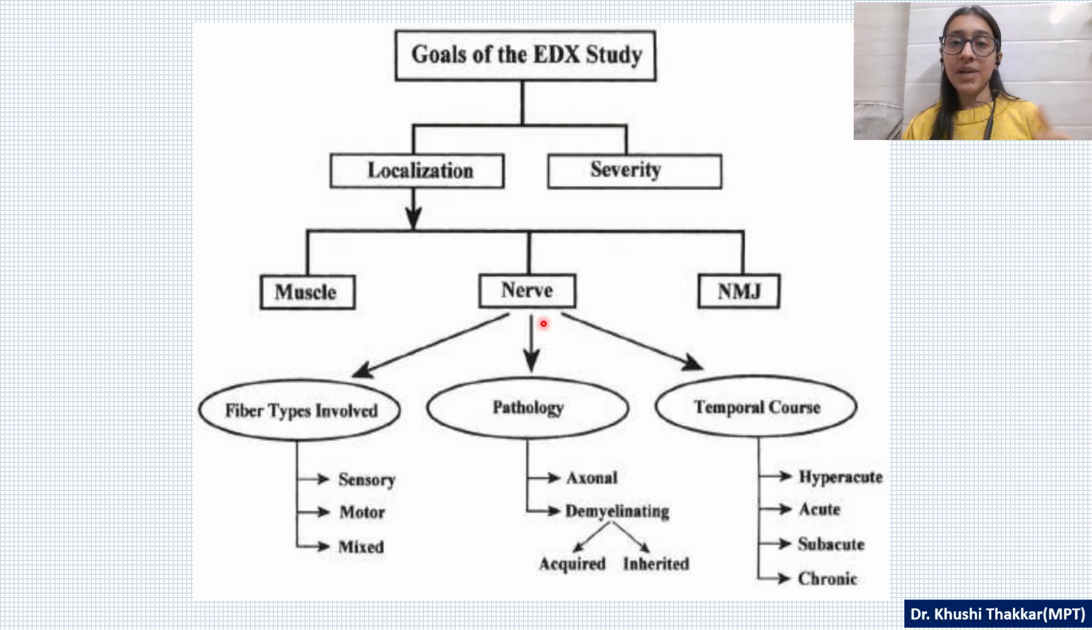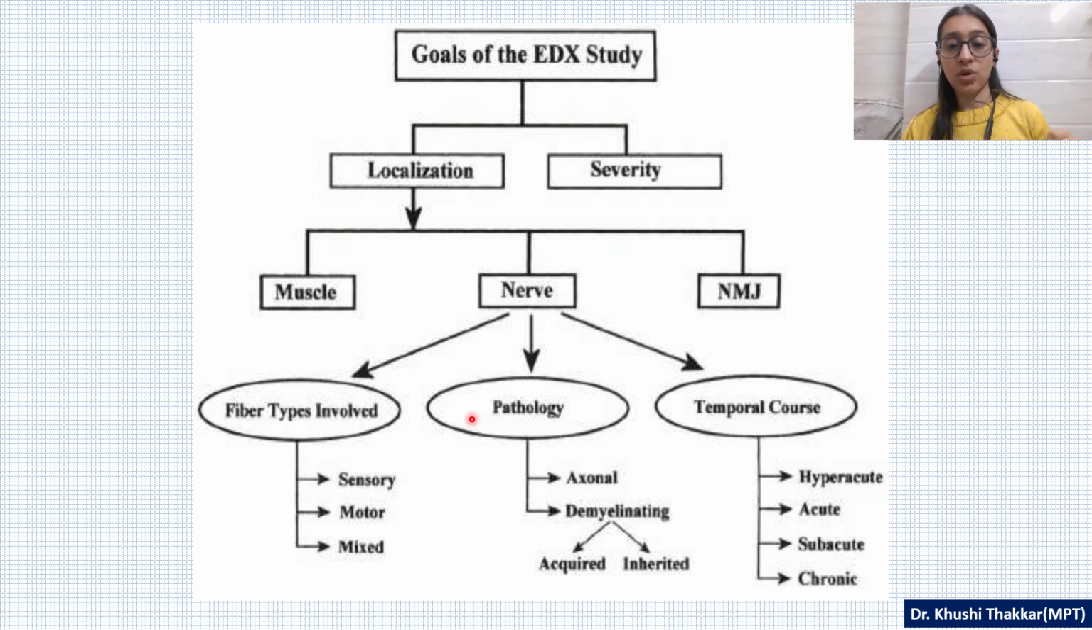So now it will help us understand which fiber types are involved. That is, the pathology is neuropathic because we are discussing the nerve. So here, what types of fibers are involved, whether it is sensory, motor, mixed, or autonomic. Yes or no? You have to reply to me in the comments.